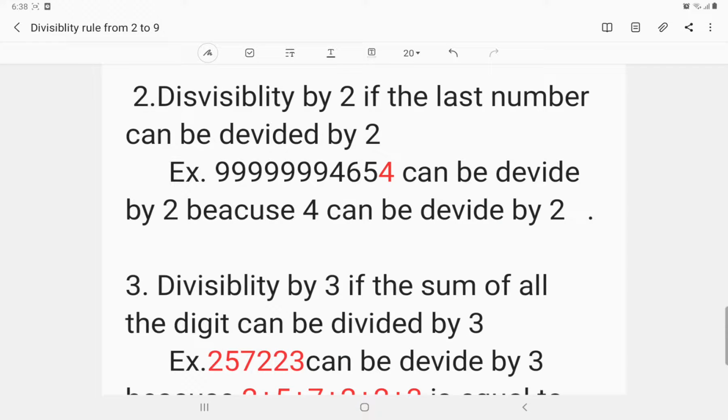Hello everybody. Today we're going to study divisibility rules from 2 to 9. So today's lesson is divisibility rules from 2 to 9. Can you all see it?